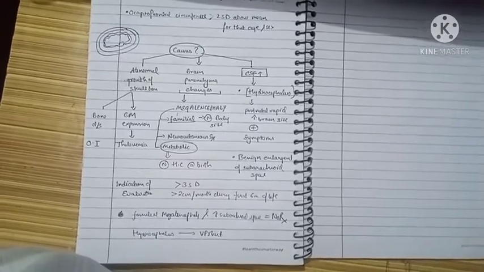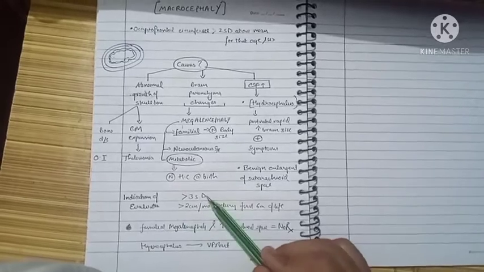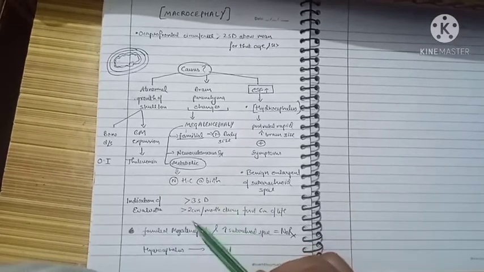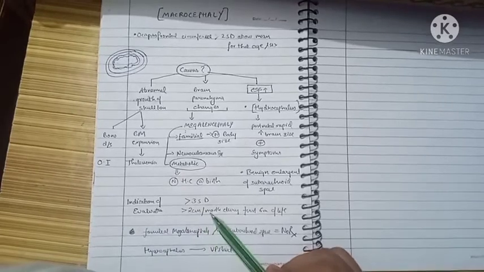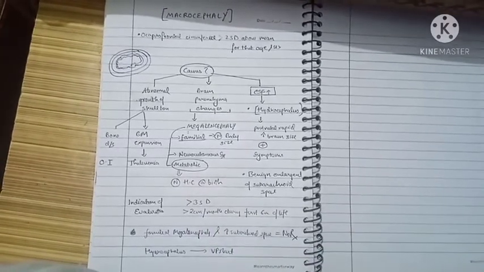The indication for evaluation in a case of macrocephaly is when the occipitofrontal circumference is more than 3 standard deviations, or the head circumference increase is more than 2 centimeters per month for the first 6 months of life.